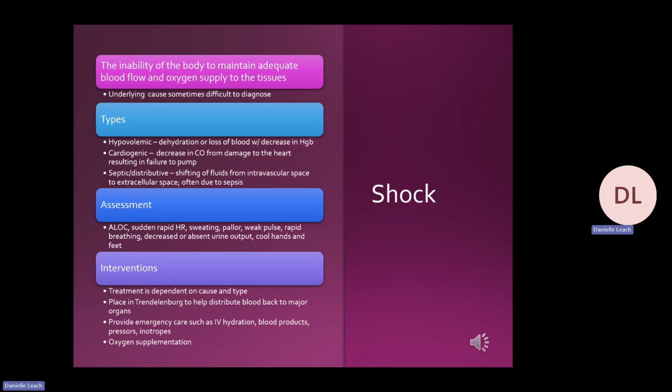Interventions, so the treatment is going to be dependent on, of course, the cause and type. This is one of the only instances where we could be placing the patient in Trendelenburg to help distribute blood back to the major organs, especially like the brain. Again, depending on the cause, we could be doing care such as IV hydration, like for hypovolemic shock, blood products, different pressors, or inotropes for cardiogenic shock. They also may need oxygen supplementation.